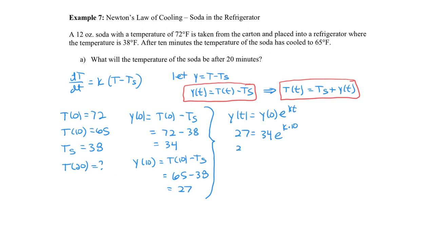Divide each side by 34. You get e^(10k). Now that this base is by itself, I can take the natural log of each side. So I take the natural log of 27/34 equals the natural log of e^(10k). Now we're going to use that rule of logarithms that we used a lot already. So this is going to come down, and we get ln(27/34) = 10k times ln e, but I already know the natural log of e is just 1, right?